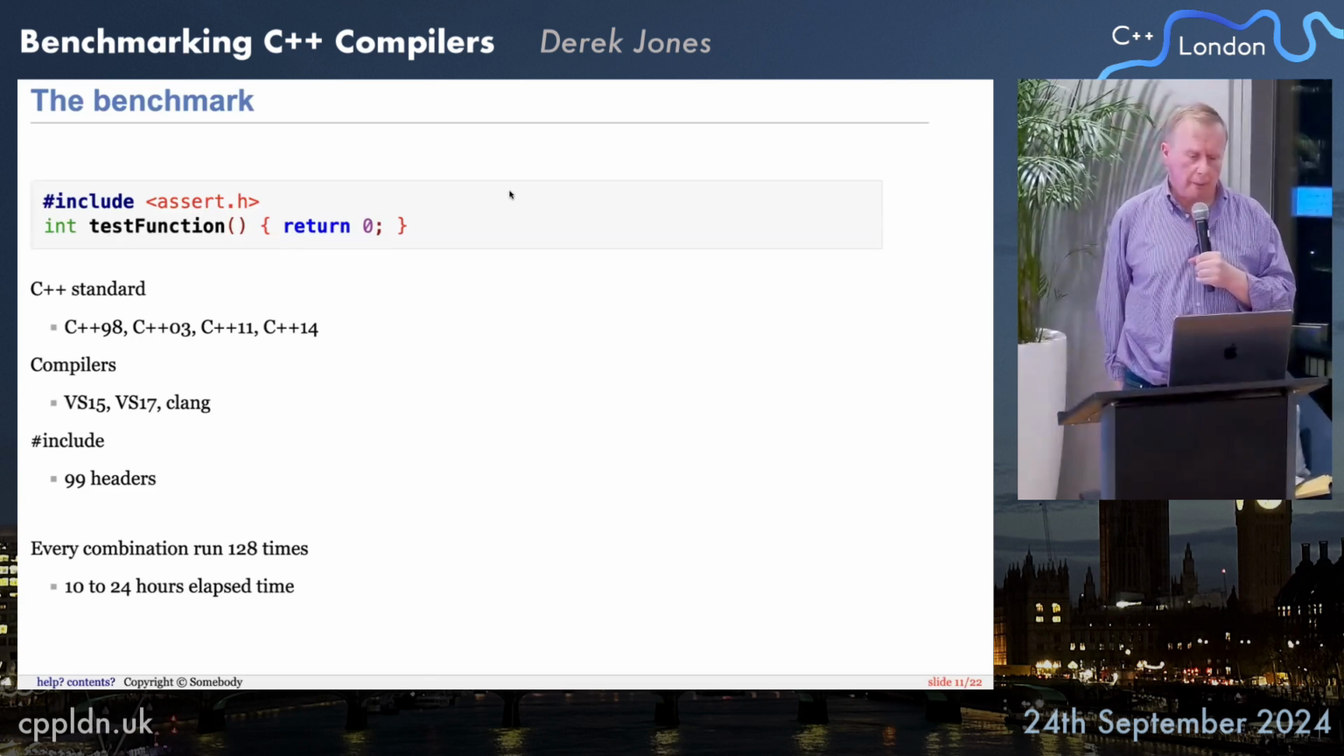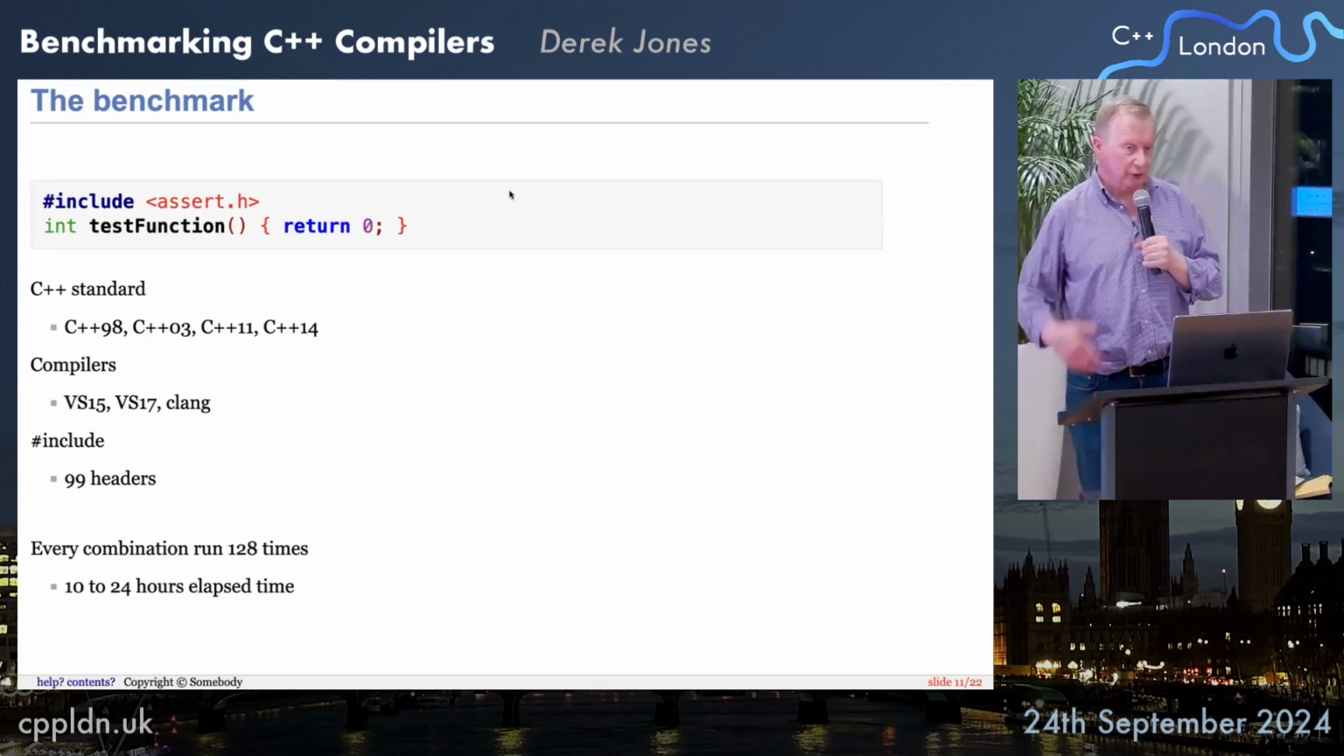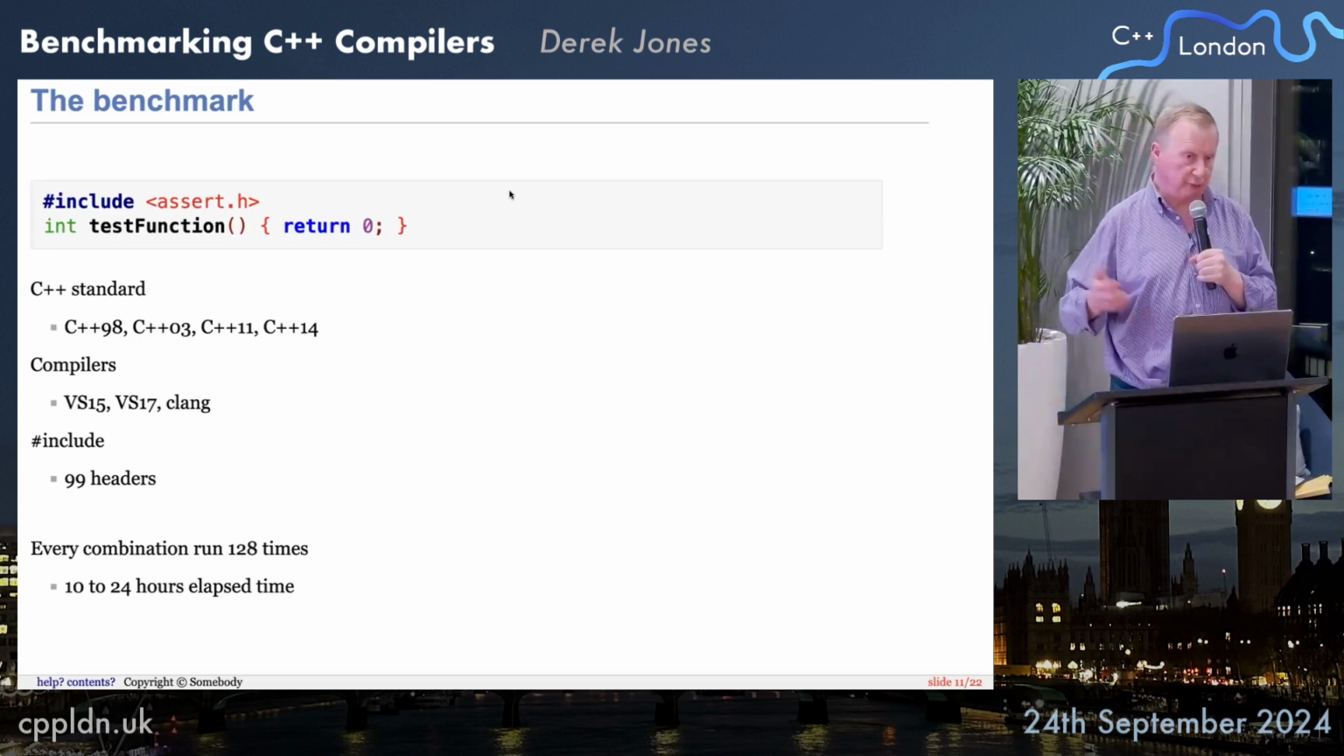The usual problem is resources. Your boss comes to you and says, I want you to measure the performance of this. Oh, and you've got to do it this afternoon.